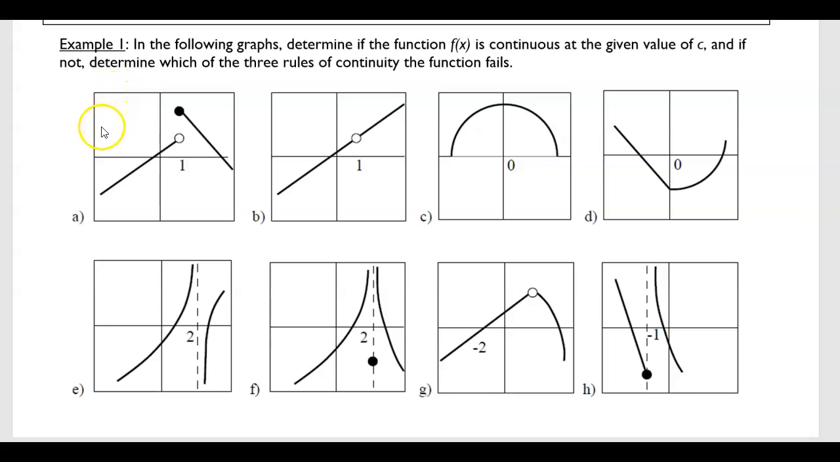So on some of these graphs, you might be able to tell with a quick visual, like with the very English definition, that there's a break in the graph, that you know it's not continuous, but we have to make sure that we actually give a mathematical reason.